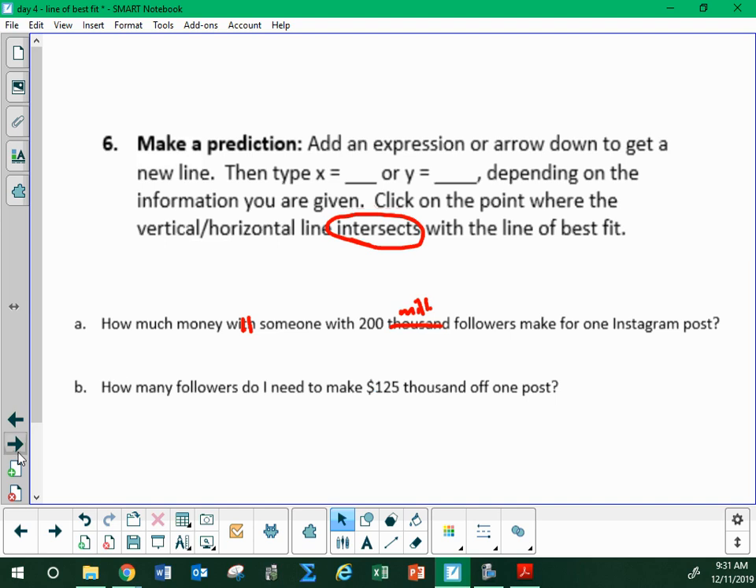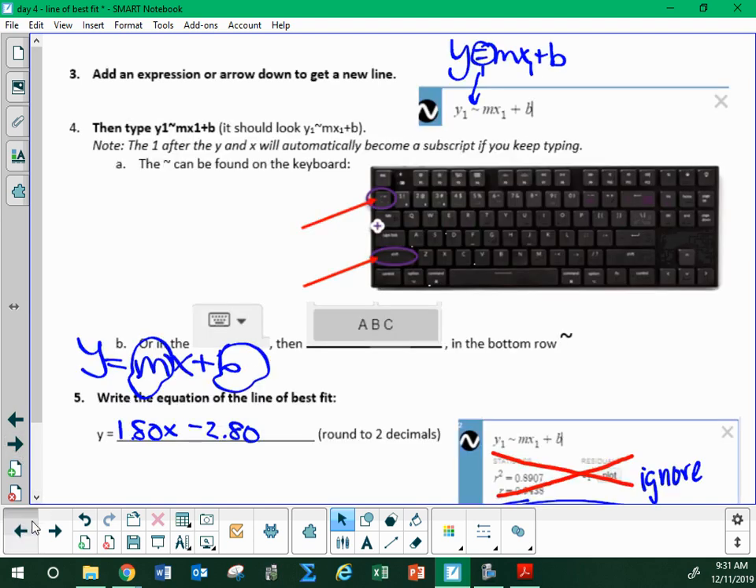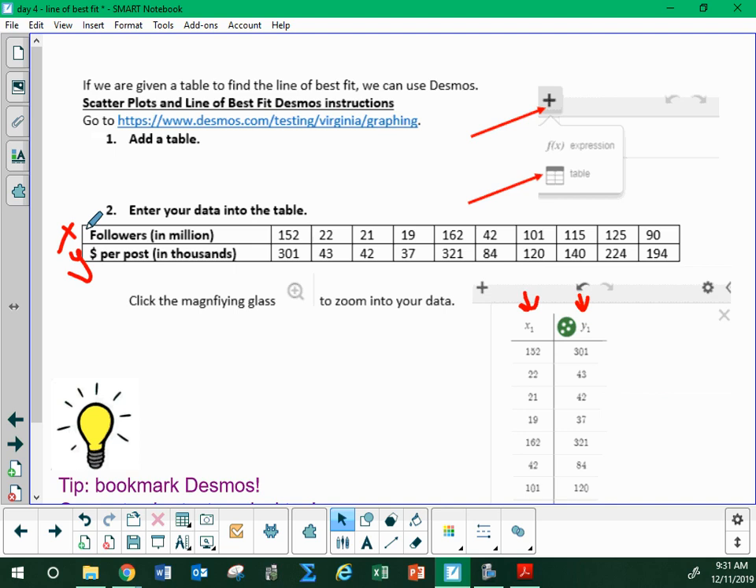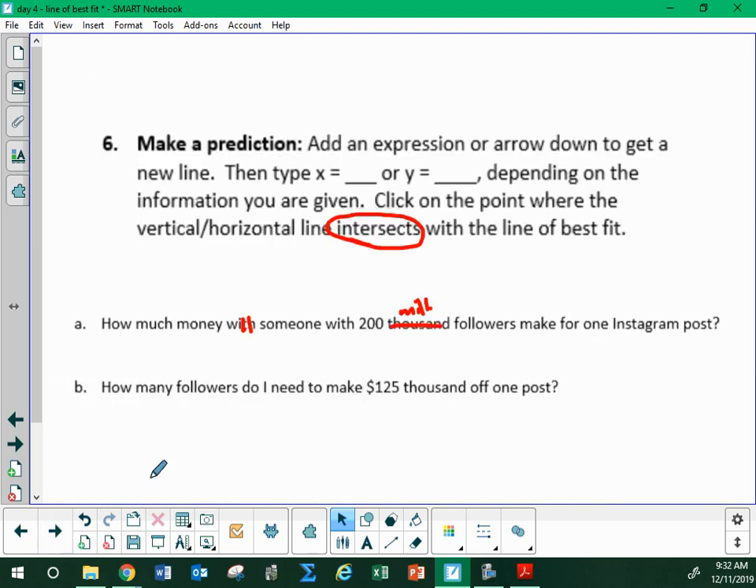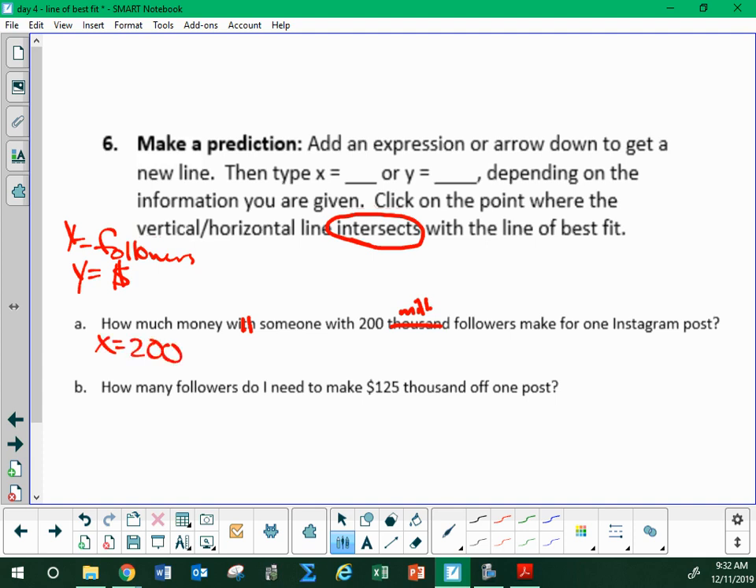So again, if we look at our data, X was followers, Y was the amount of money. I'm going to go ahead and copy that here so that it's easier to refer to. X equaled followers, Y equaled money. Okay, so here it says someone with 200 million followers. And we said that would be X equals 200.